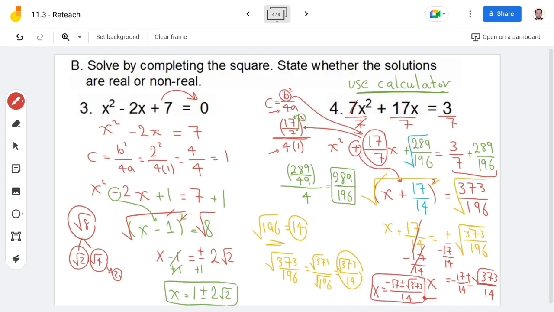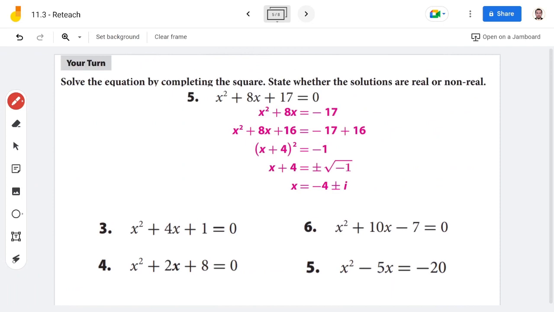I know it's complicated, but it's not complicated because you already have the calculator if you follow the steps correctly. Now I have given you one example. Now it's your turn, try to solve these questions by yourself.